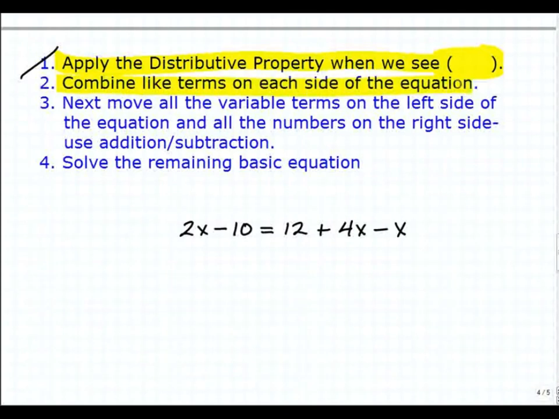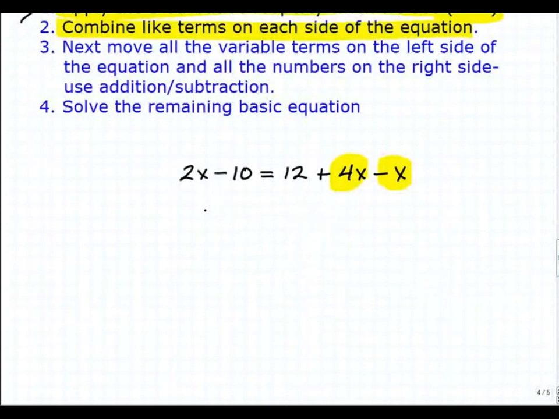Now the second thing is I'm going to combine like terms on each side of the equation. On the left-hand side, I've got 2x minus 10. There's nothing to do there. On the right-hand side, I have 12 plus 4x minus x. So these two are like terms. Let's go ahead and combine those. So I'm going to rewrite the equation. 2x minus 10 equals 12 plus, now you've got to know how to combine like terms. Another area, if you're weak, you want to review. So 4x minus 1x is going to be 3x.